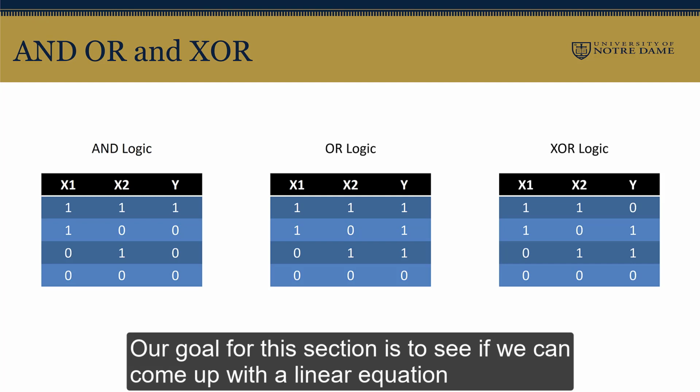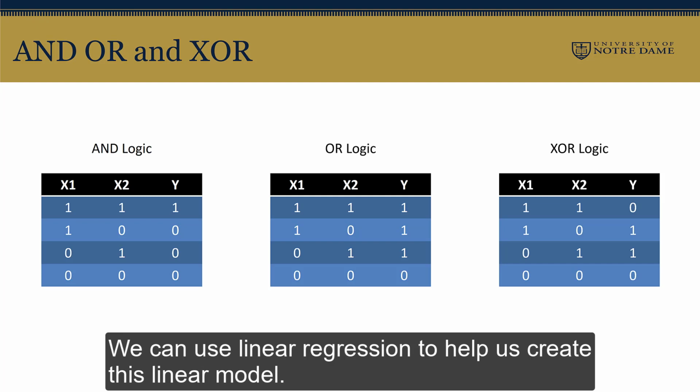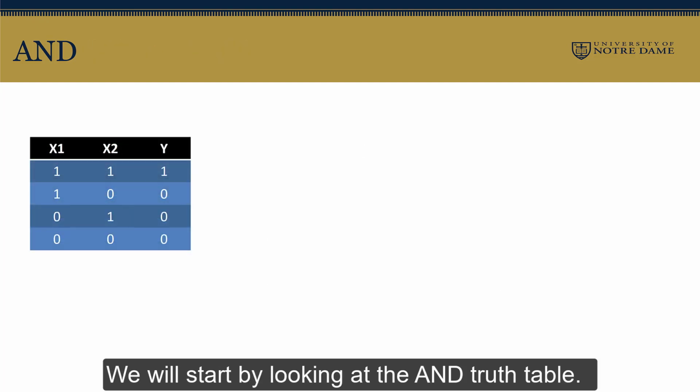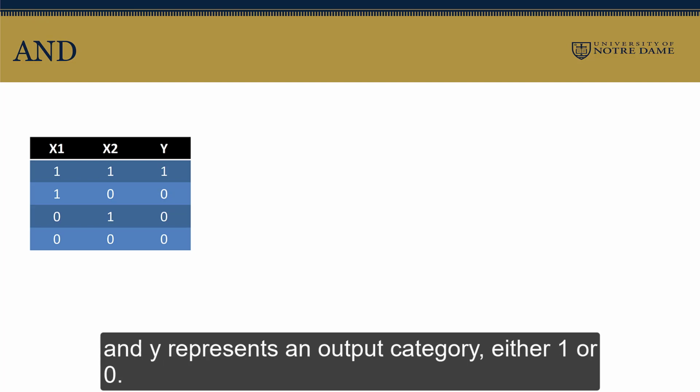Our goal for this section is to see if we can come up with a linear equation that can be used to categorize the output of each of these logic tables correctly. We can use linear regression to help us create this linear model. We will start by looking at the AND truth table. Suppose that what we see on the screen is a set of coordinates in x1 and x2, and y represents an output category, either 1 or 0.